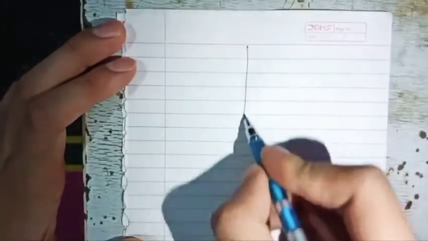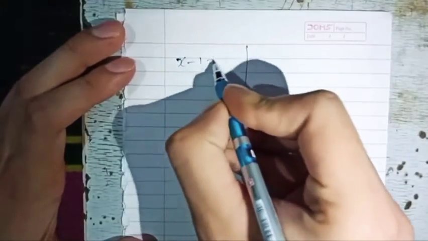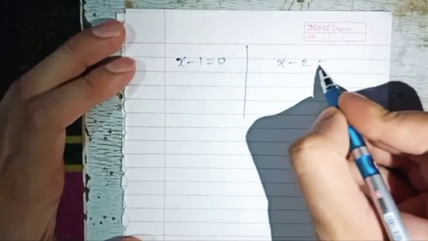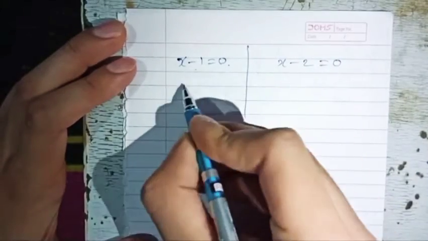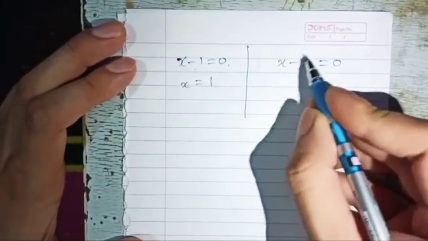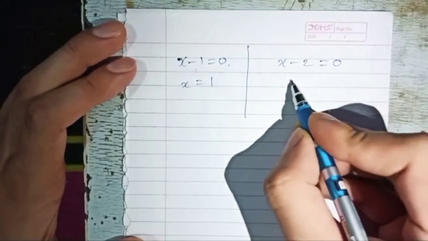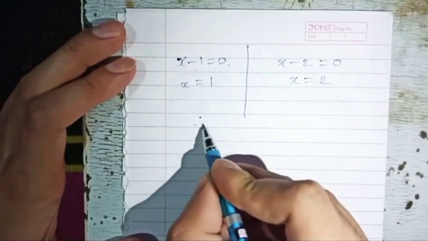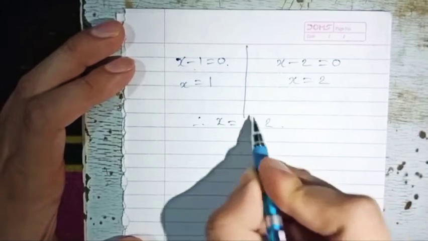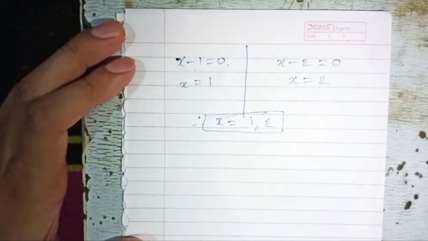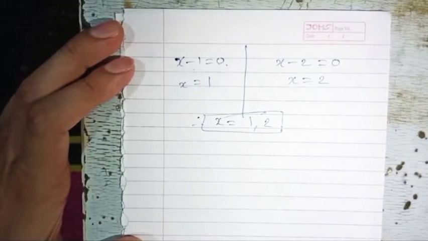So x minus 1 and x minus 2 equal to 0. That means two cases will arise: x minus 1 equal to 0 and x minus 2 equal to 0. 1 will go to the right hand side, the value of x is 1. 2 will go to the right hand side, the value of x is 2. So there are two values of x, 1 comma 2. These are the two required values of x.